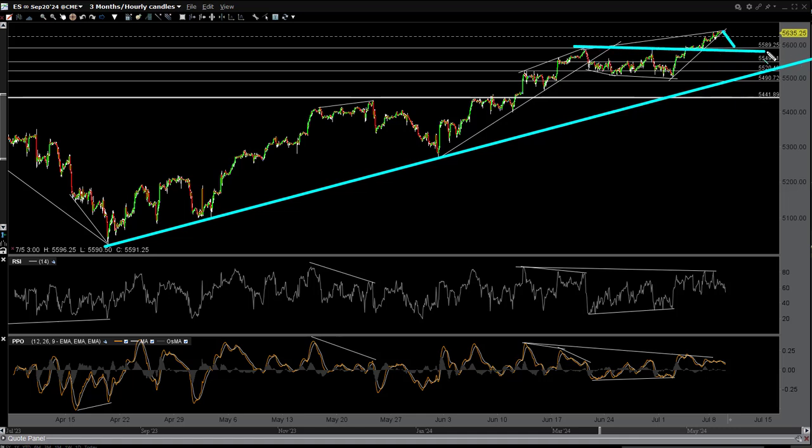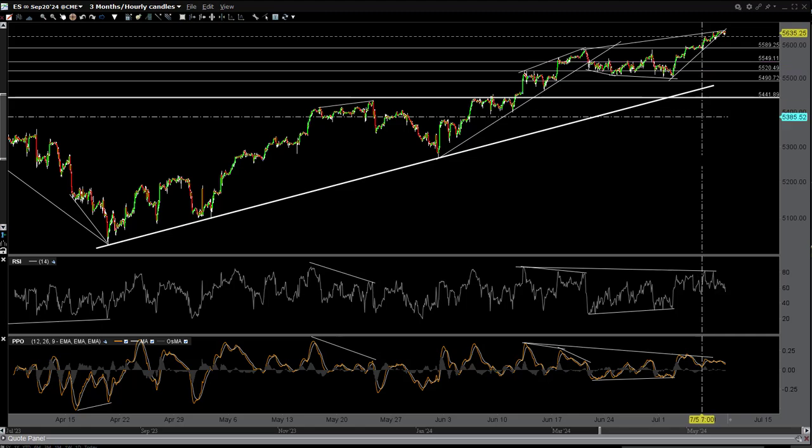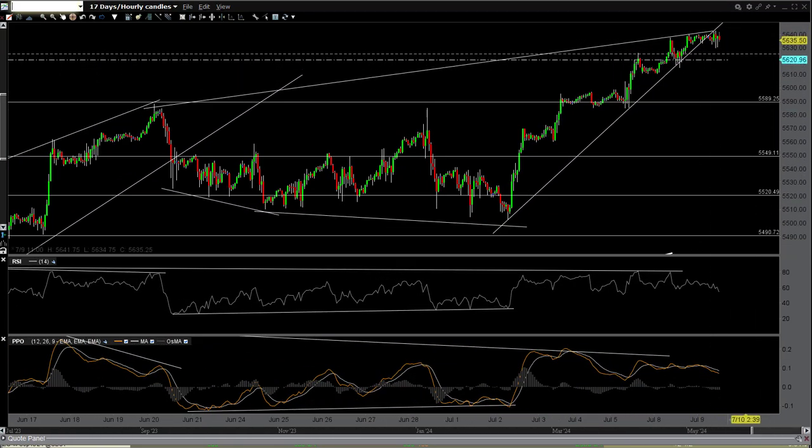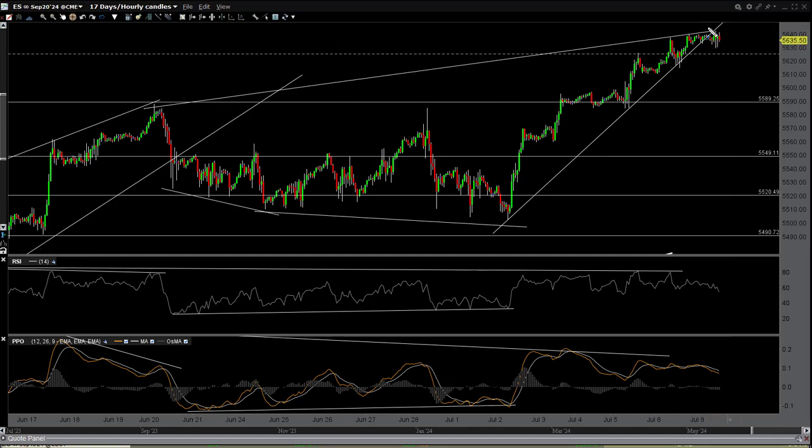You also have levels right here. First target, 55.89, second, third, and that trend line. And then I'm going to pull it in tight for you right now so you can see this is what ES, the S&P 500 futures, looks like. So again, it had broken down yesterday.